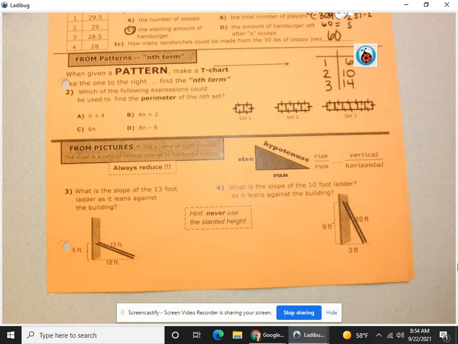Because it's asking for perimeter, it wants all of our sides added together. If it was asking for the boxes, then that would be a completely different problem. You just count the number of boxes.